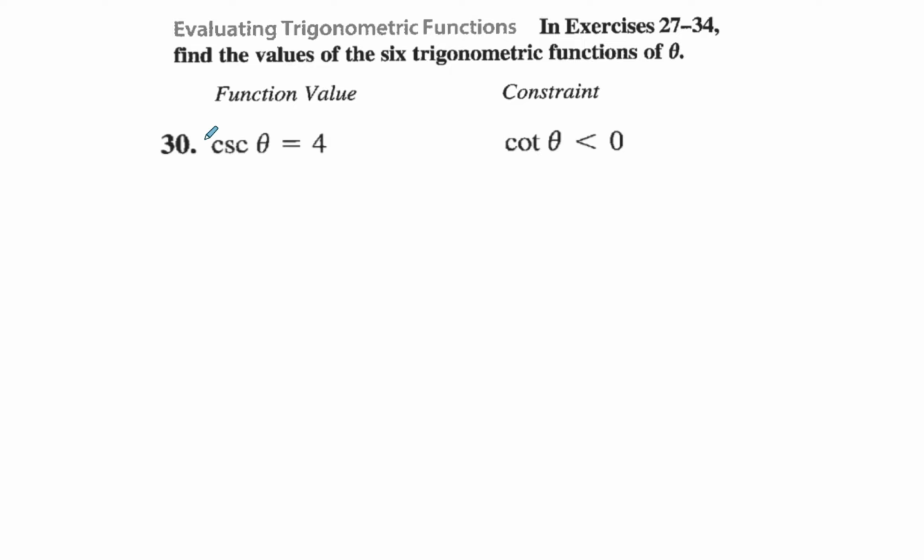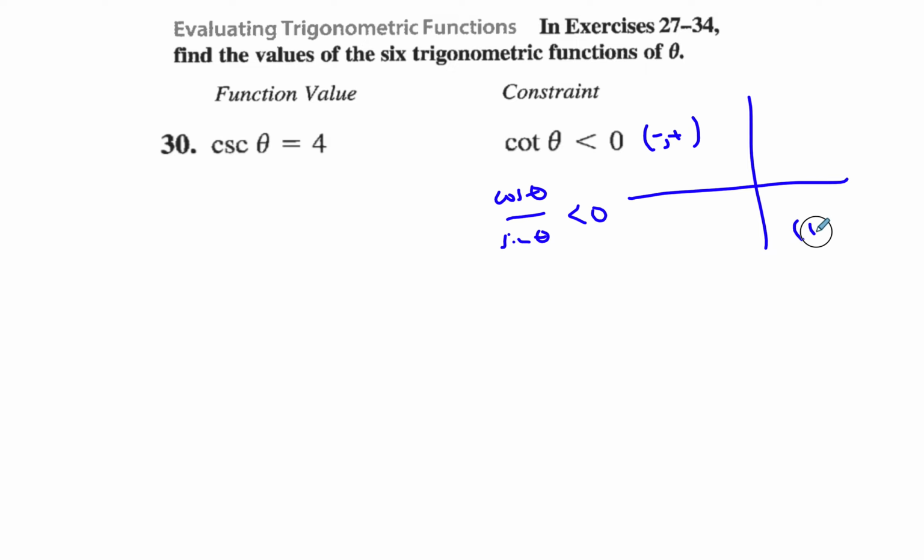All right. So the cosecant is equal to 4, and the cotangent is less than 0. So the cotangent being less than 0 means that the cosine over the sine has got to be less than 0. So positive, negative, meaning they have to be different signs. So the only place where that happens is where you have negative, positive, or positive, negative, right? So we're in either quadrant 2 or quadrant 4, right?